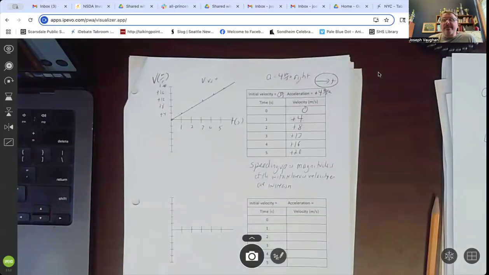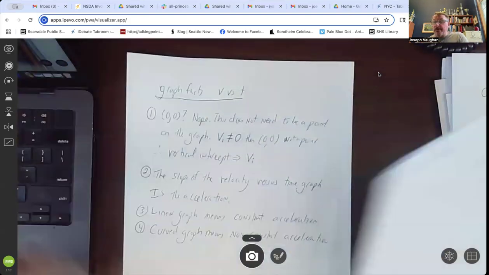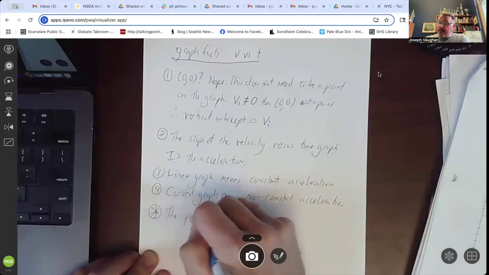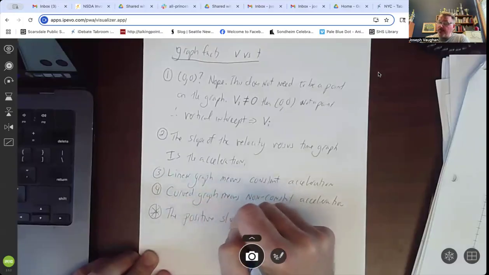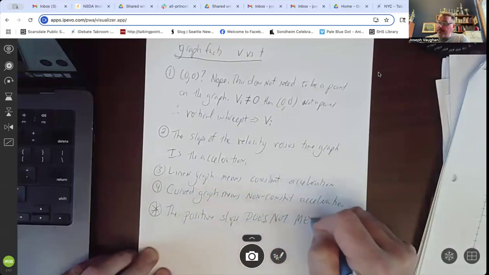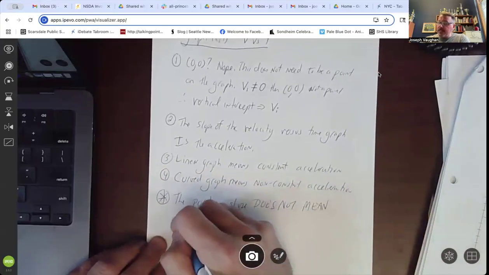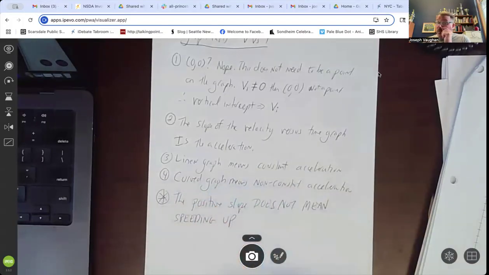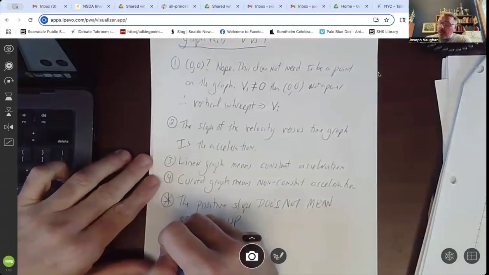Okay, so what does the fact that the slope is positive mean? And it's very tempting, but very wrong to say that this object is speeding up. So I'm going to write that as a note. The positive slope does not mean necessarily speeding up. And I know that's weird. I know that's very weird, but I want you to hold on with me. Ready?